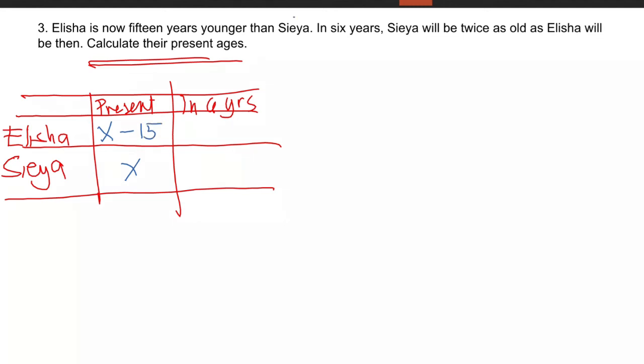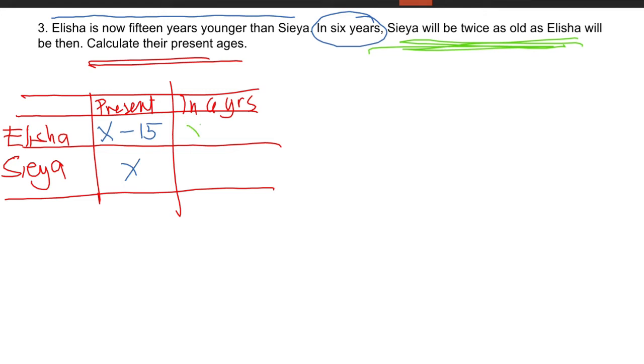And then in 6 years, so before we read this next phrase, let's try to add 6 here. So we have x minus 15 plus 6, that is x minus 9. And then we have x plus 6. Let's continue reading. Sia will be twice as old as Elisha will be then. So let's consider x plus 6. This is the age Sia will be. So we have the words will be, meaning there is an equality. Will be twice as old as Elisha will be then. So that's x minus 9.